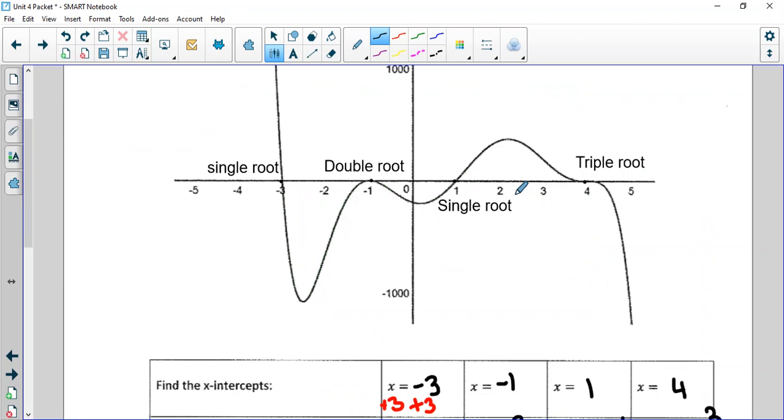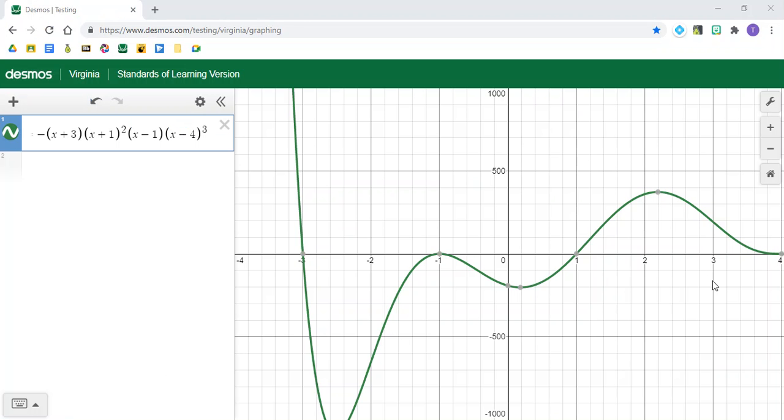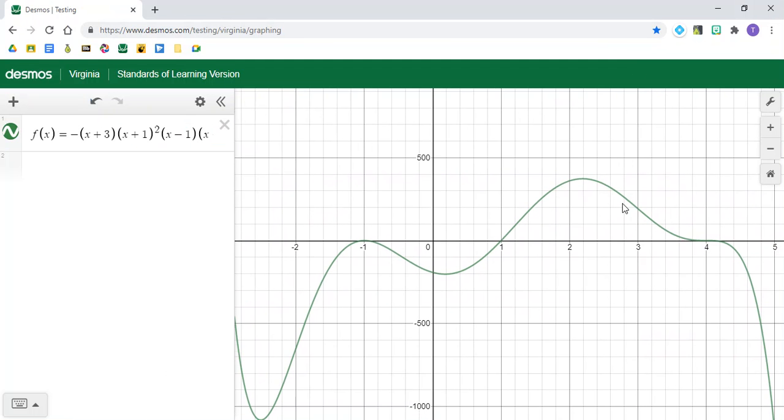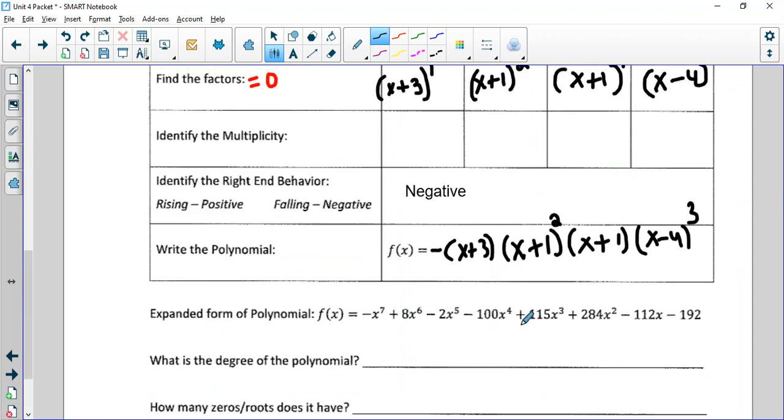Okay, so that one and then that one. It's the same exact graph. Okay, now see there's a triple root here, there's a single root, a double root, and so on. So yeah, that's what it is.